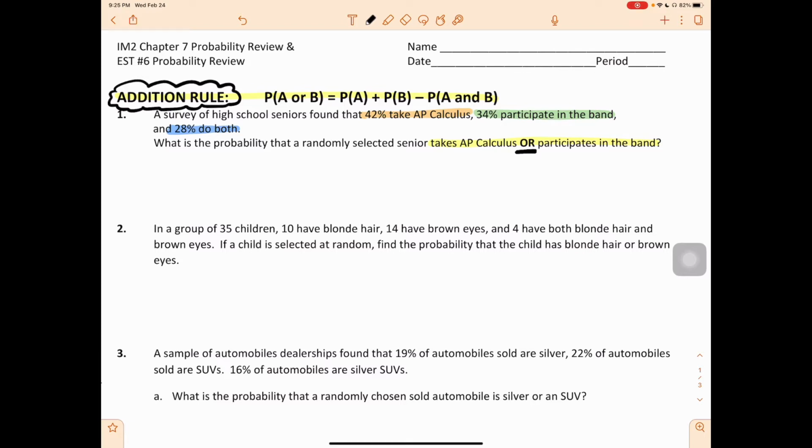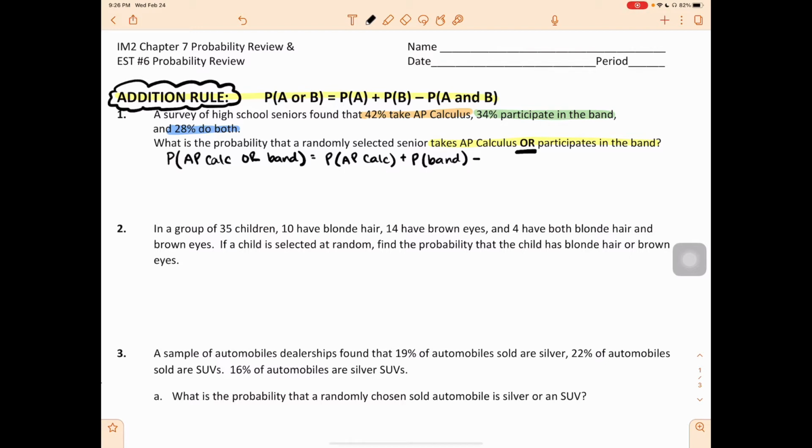So here what we can do is we can set it up in words. So we can say, all right, what is the probability of a student being in AP Calc, or a student being in the band? So a student that's selected could be in both of them, right? But if I were to add together the probability of AP Calc plus the probability of band, any student who is in both AP Calc and band is going to be double counted. They're going to be counted once here and once here in that probability.